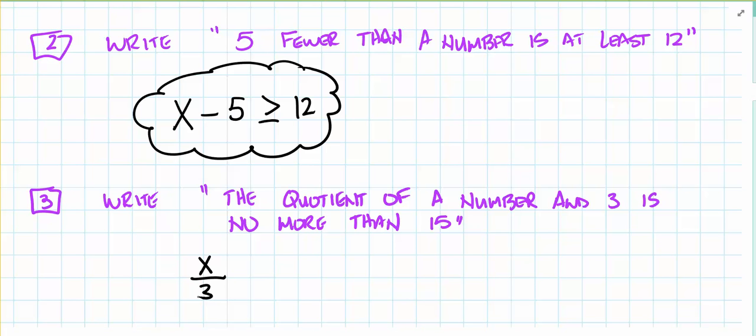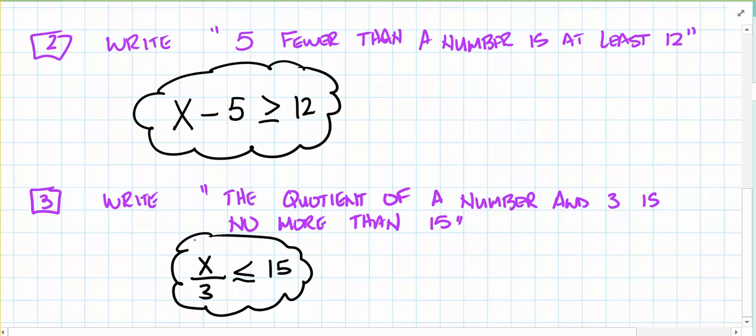So it cannot be bigger than 15, so it must be less than 15. No more than 15. But it could be 15, right? So we would have to say less than or equal to. So this is how we would transpose into an inequality there.